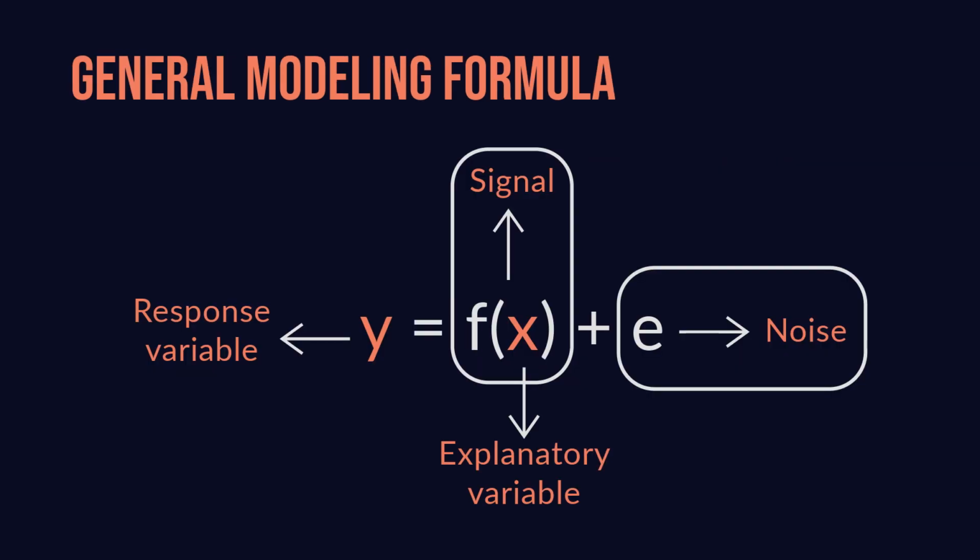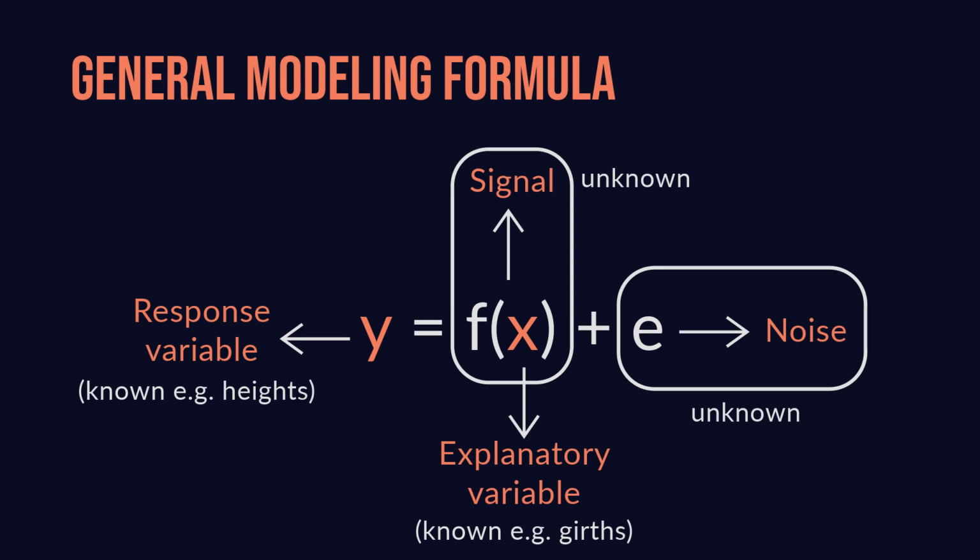Before we start linear regression, let's revisit the modeling framework once more. We saw that when y is a function of x, y and x are response and explanatory variables respectively. The term f(x) refers to the signal, and the term epsilon refers to the noise. In a perfect model, f(x) will be able to accurately predict the values of y given values of x.